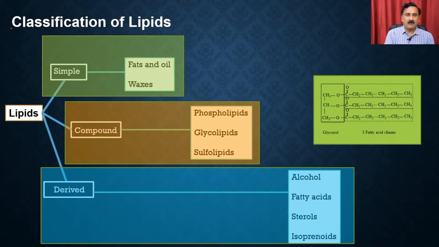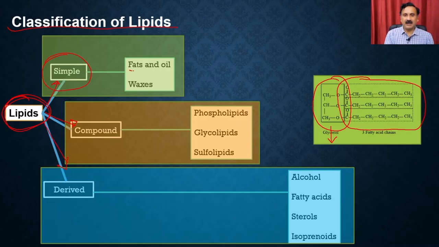Now, let's talk about the classification of lipids. Lipids, as I said, have a backbone, which is an alcohol backbone, and they also have different types of fatty acids. These lipids could be of three different types: simple lipids, compound lipids, or derived lipids. In the simple lipids, the examples are fat, oil, and waxes, where you have glycerol as the backbone, and then you have the fatty acids.